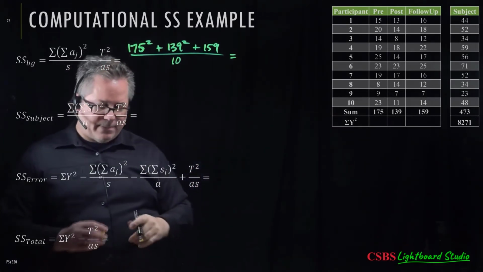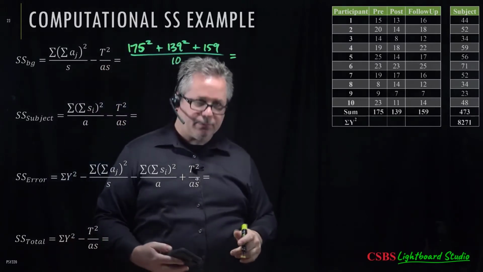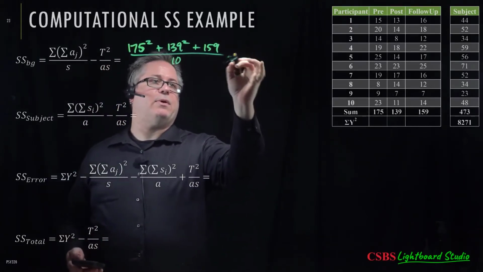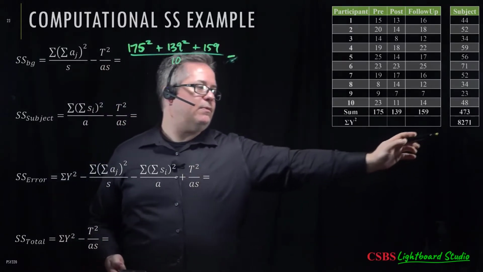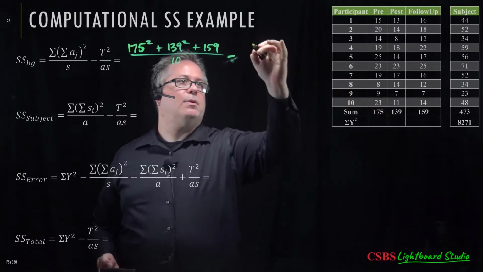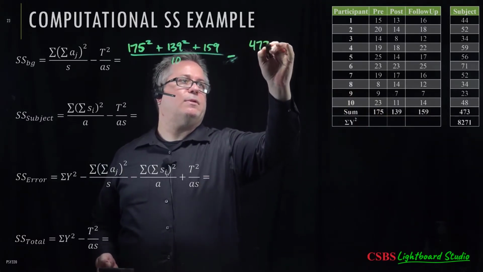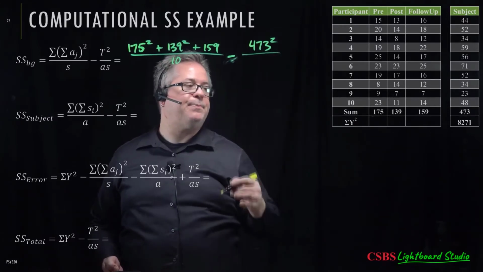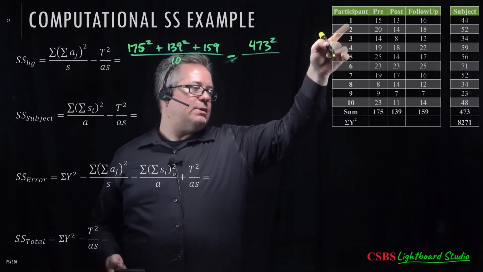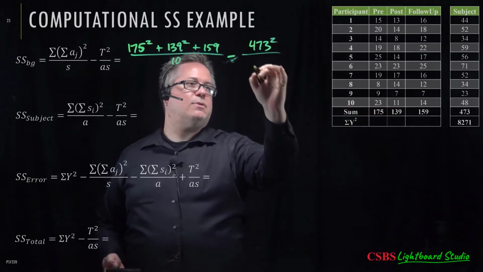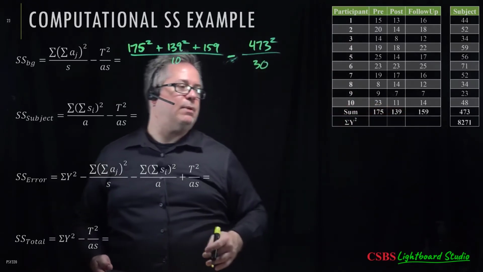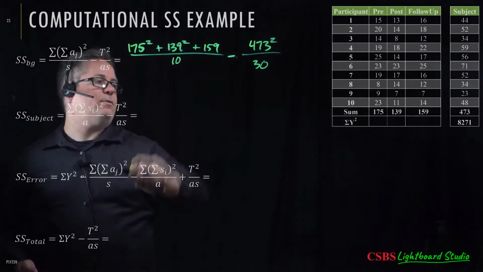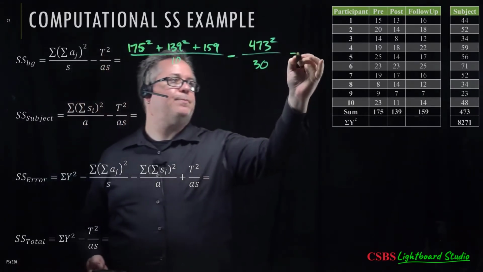All right, so let's do that. Oh, and I forgot, I've got to subtract out T squared, 473 squared over a times s, which is our s is 10 times 3, so this is divided by 30, or like big N. Okay, so let's subtract those two, equals.